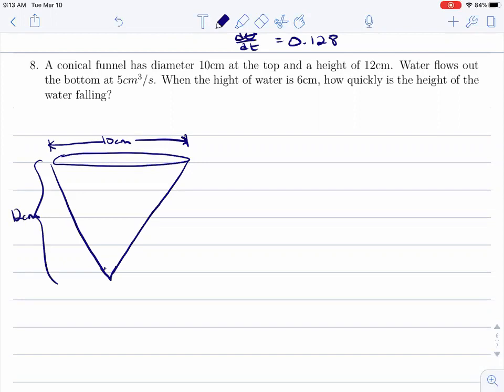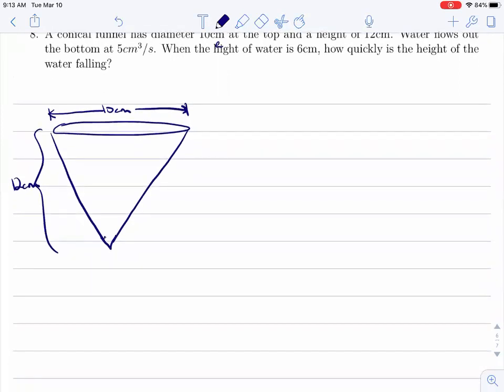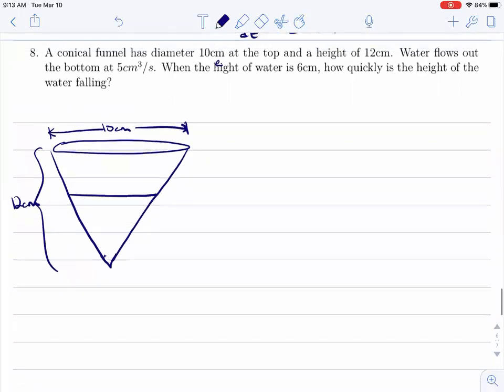Water flows out the bottom at 5 centimeters cubed per second. When the height of water is 6 centimeters, how quickly is the height of the water falling? Okay, so we've got this kind of hypothetical height, h.